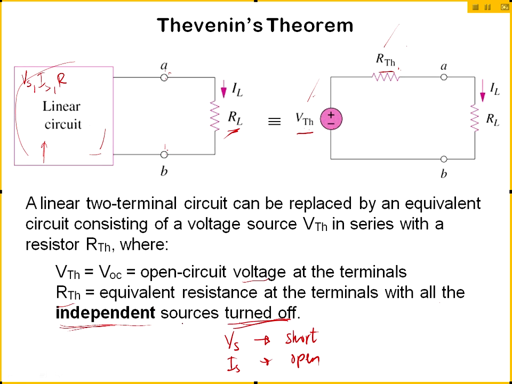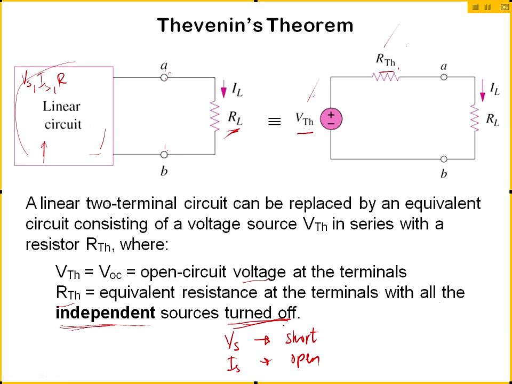And what is the resistor? It says just turn off all the independent sources. So if you turn off all the independent sources and they're nothing but independent sources, you will see nothing but resistors. Okay? Therefore, you should be able to simplify all those resistors into one by using series, parallel, maybe Y-delta, if you're unlucky. That's R Thevenin.